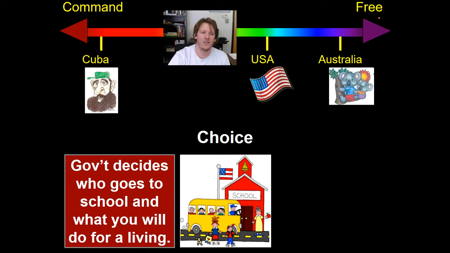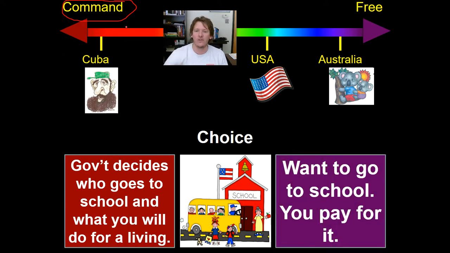Choice. Government decides who goes to school and what you will do for a living. In a command economy, the government, most of these command economies, they said, look, these are the smart kids. They're going to go to school. You are not the smart kids. See you later. Go find a job somewhere else. The government has control of the economy. They make the decisions. In a free economy, man, you go to school, you do whatever you want.